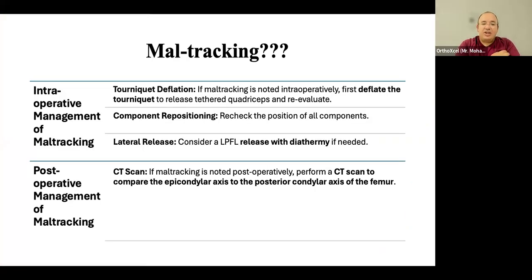How do you catch the maltracking? You catch the maltracking by examination. You do full range of motion and you see how the patella goes through the trochlear groove. What if I have a maltracking? Number 1, if you're doing the knee under tourniquet, you first have to get the tourniquet off, because the tourniquet is tethering the quadriceps muscle. So it could be one of the causes why the maltracking happened. Your component is nicely positioned, your patellar button is nicely positioned, but it's still maltracking. Why? Because the tourniquet is just tethering the quadriceps muscle and it's not moving normally.